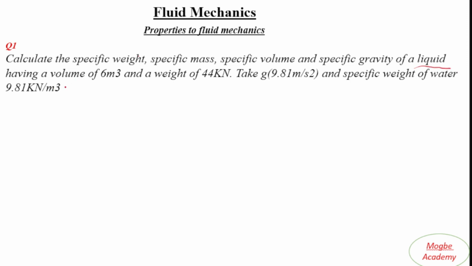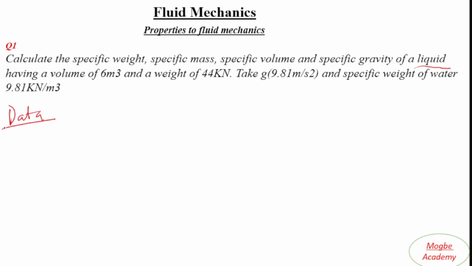That's the first thing. Now, what are we seeing? We are seeing the known parameters. So what you do is you use your known parameters to calculate for our unknown parameters. And what are our unknown parameters? Specific weight, specific mass, specific volume, and what? Specific gravity. So the first thing you do is you bring out your given data.